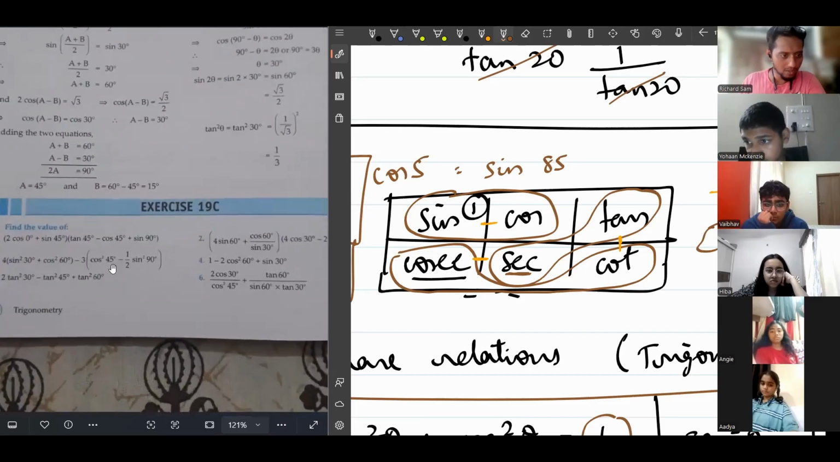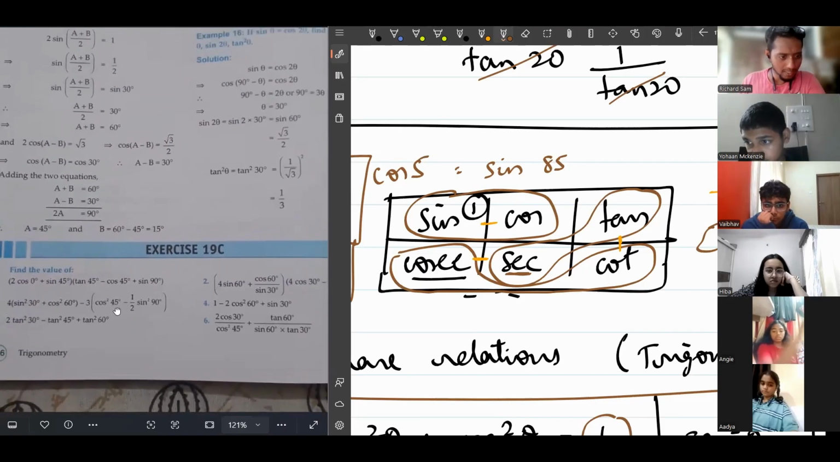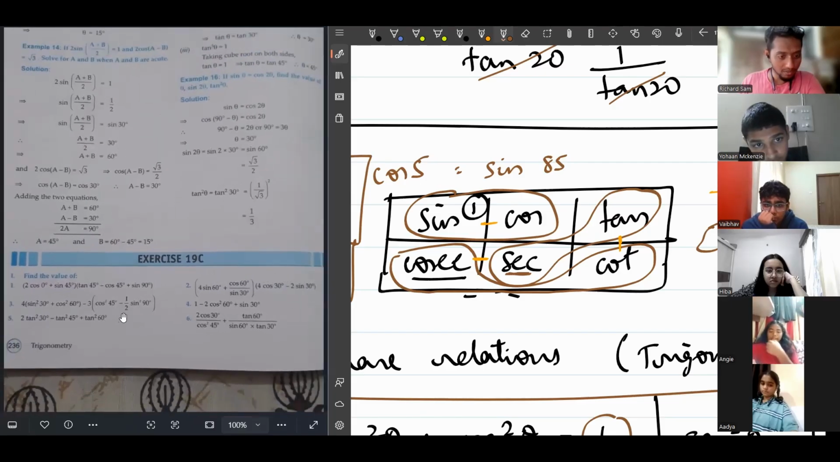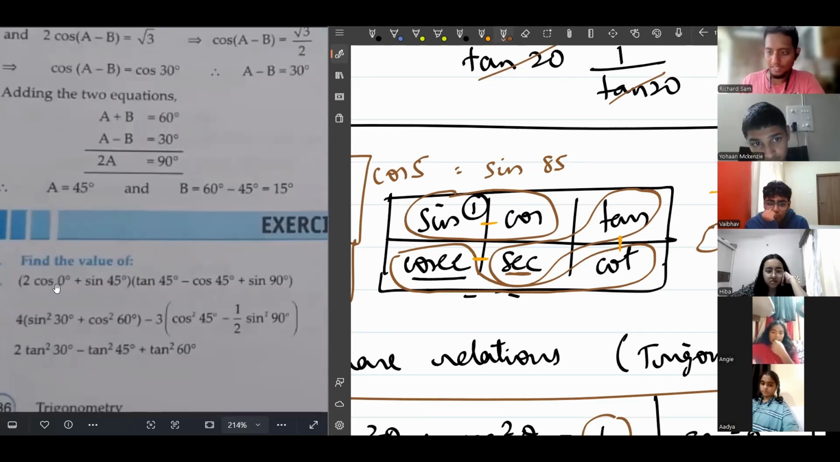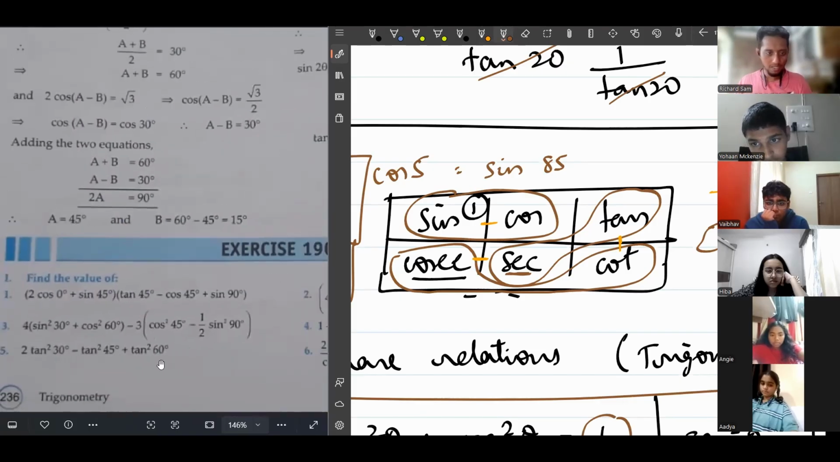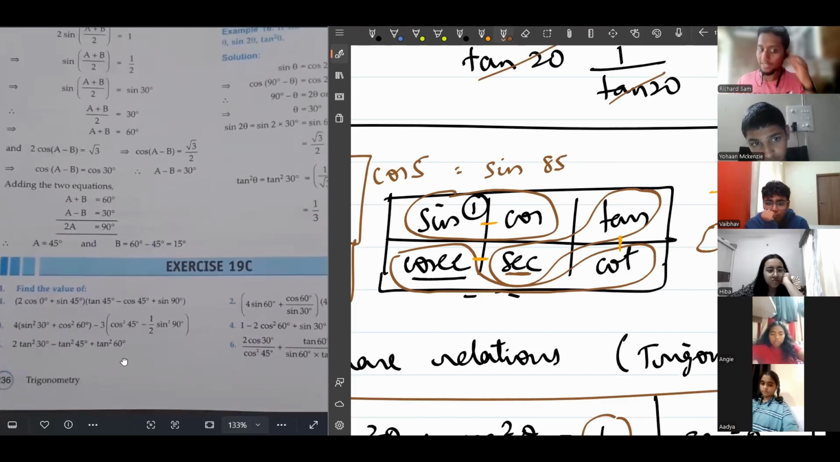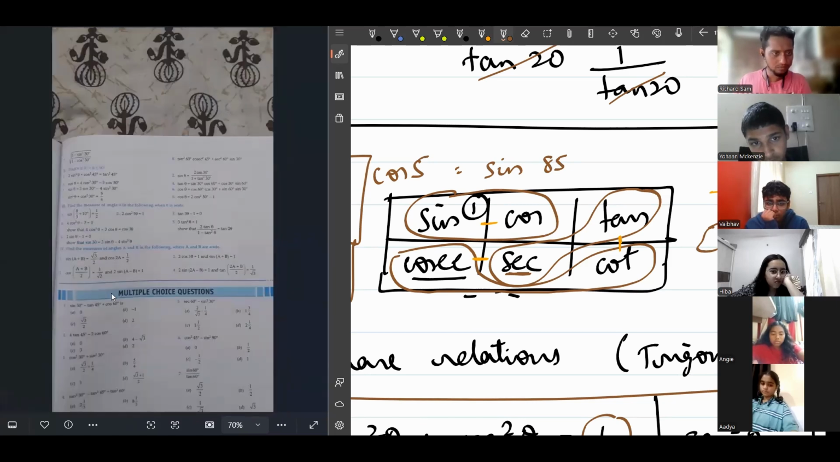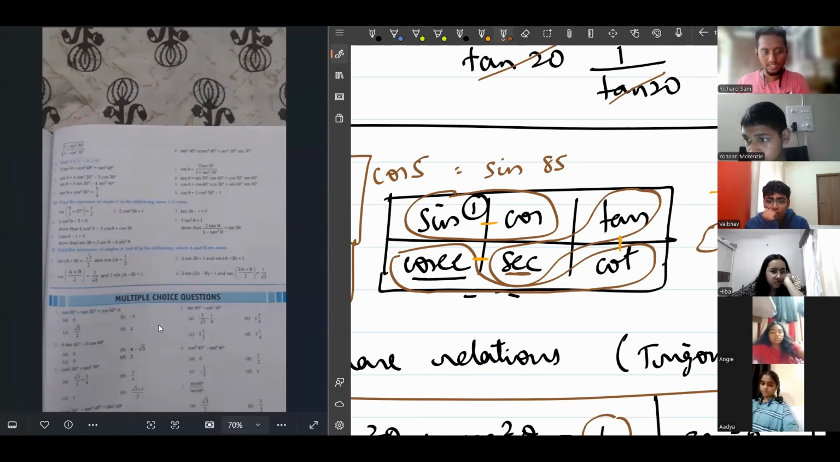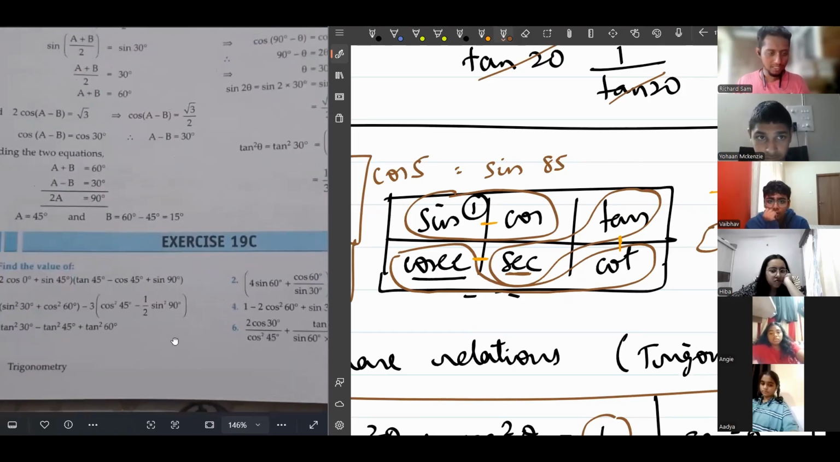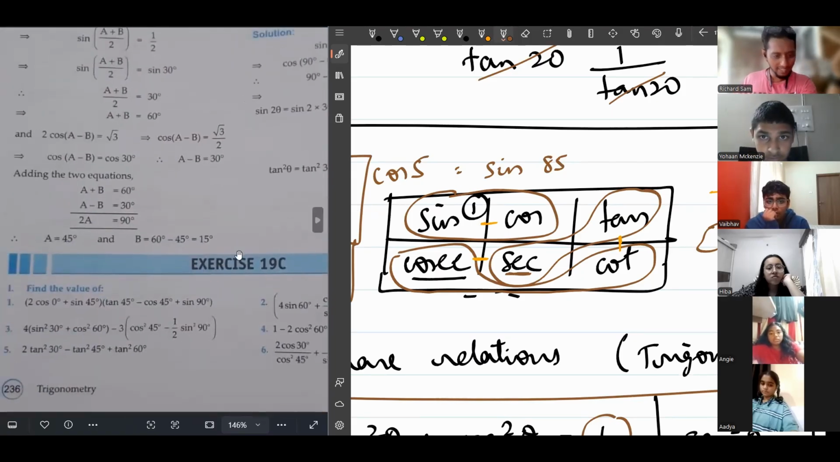I'll send it on the group right now if it's not there. And even 19C you can start doing. 19C is all using the table. Look at the values. You see the angles? Cos 0 degrees, sine 45 degrees, tan 45. It's all one of these angles that are in the table. So you can try out 19C also. This chapter is quite easy now since you know all the formulas. So try out some questions from 19C, at least the first 6 questions from the first page.